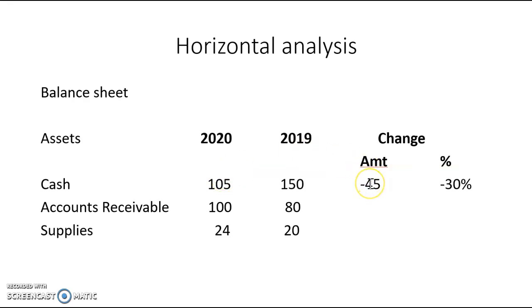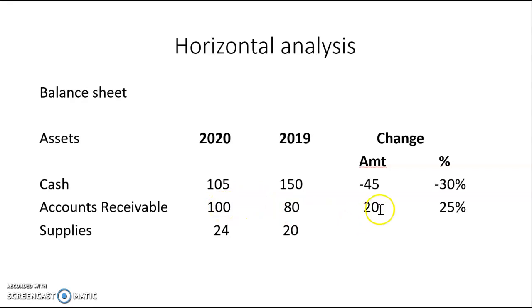And then we took the 45 and divided it by 150, and that's how we got to negative 30%. So 80 to 100, we can see it was an increase of 20. 20 divided by 80 is 25%. Same thing for supplies. It increased by 4. 4 divided by 20 is 20%. So we can see the percent changes.